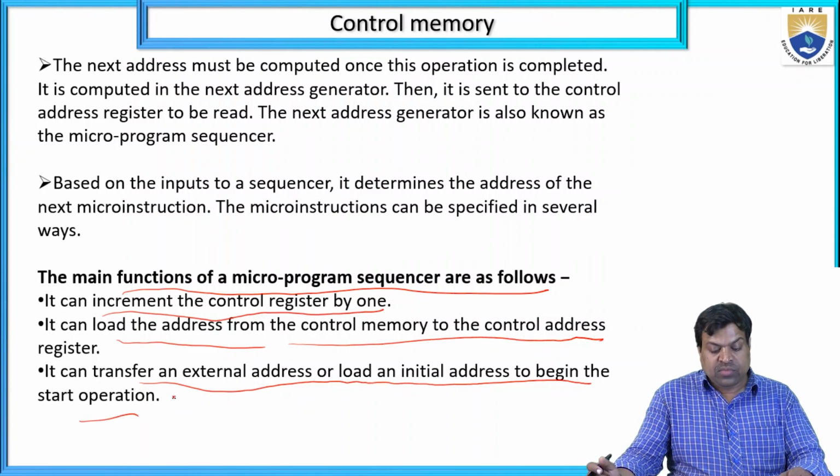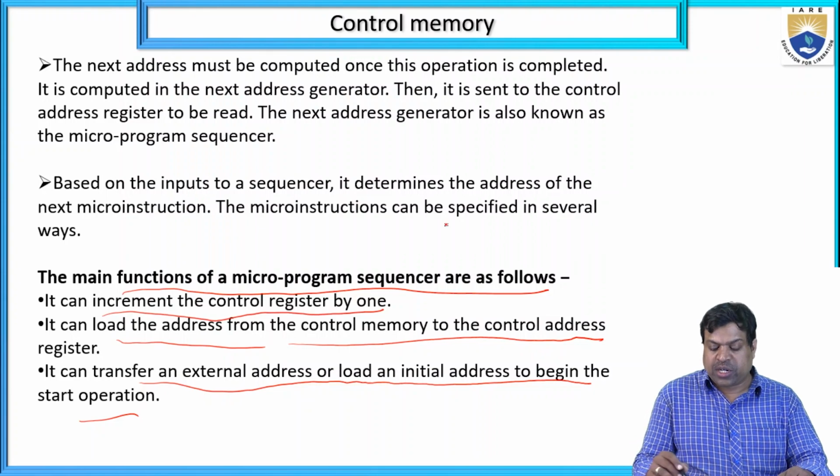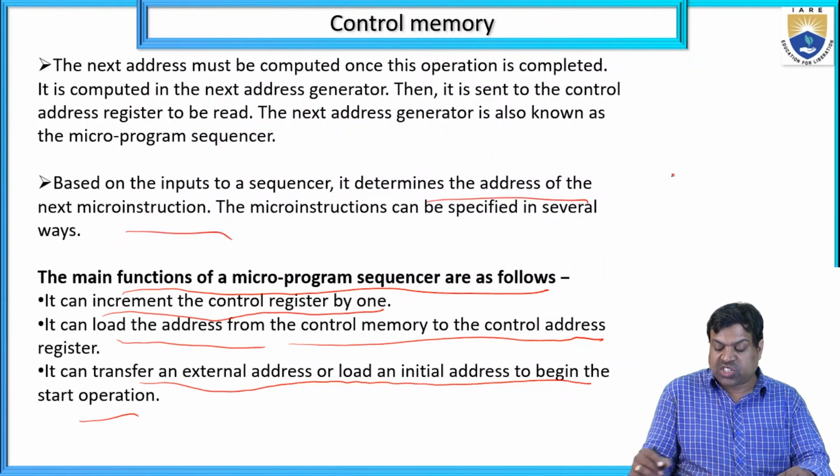So how are we controlling the memory in the next address register? It must be computed once this operation is completed, and it is computed in the next address generator. Then it is sent to the control address register to be read. So the next address generator is known as a microprogram sequencer, and based on its inputs, the sequencer determines the address of the next instruction.